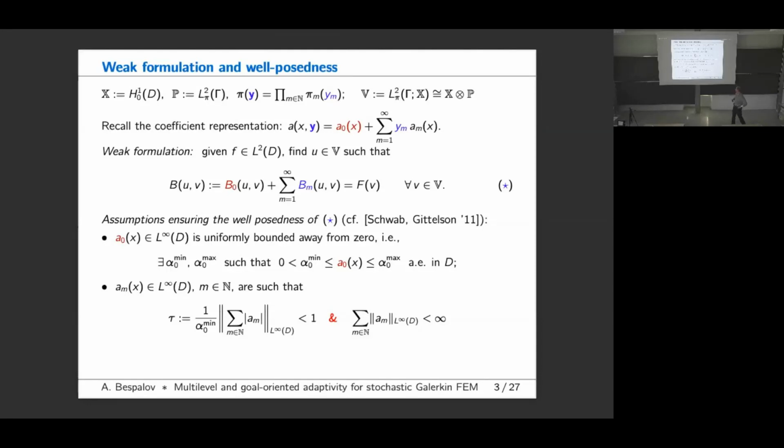An excellent review paper by Christoph Schwab and Claude Gittelson, more than 10 years ago, established sufficient conditions for well-posedness of this problem. The diffusion coefficient should be bounded from above and below. In particular, the mean field or parameter free part is bounded above and below almost everywhere in the spatial domain, and the expansion is such that the diffusion coefficient is bounded away from 0, and this is the key parameter tau. The closer tau is to 1, the closer you are to the limit of the well-posedness.